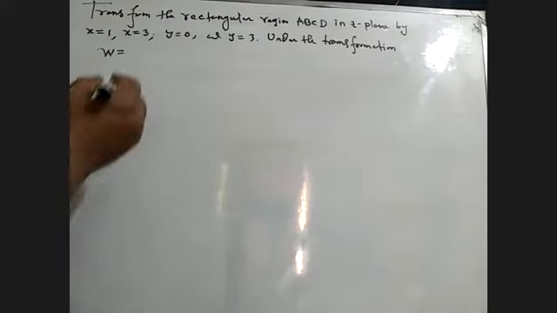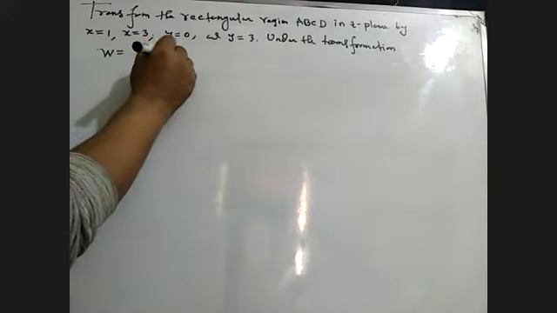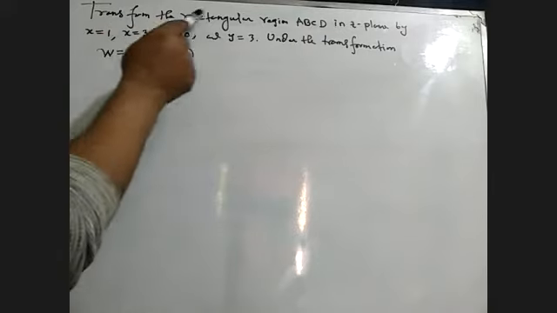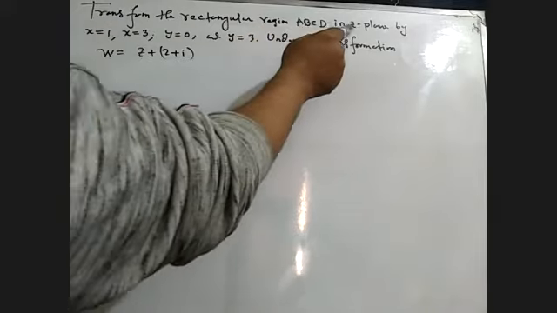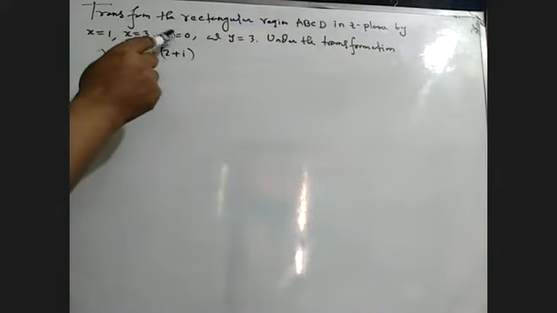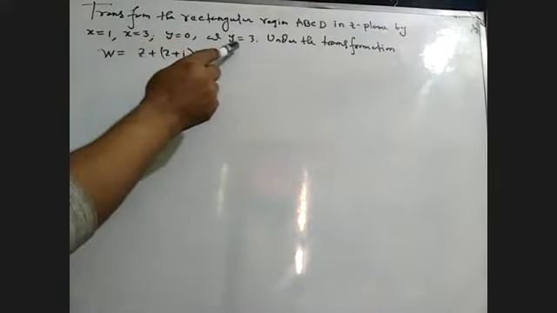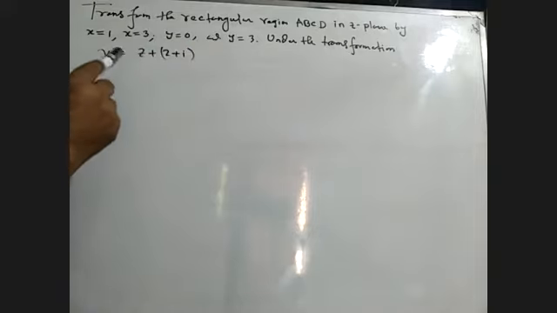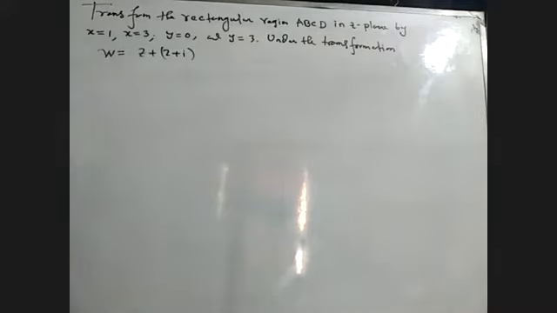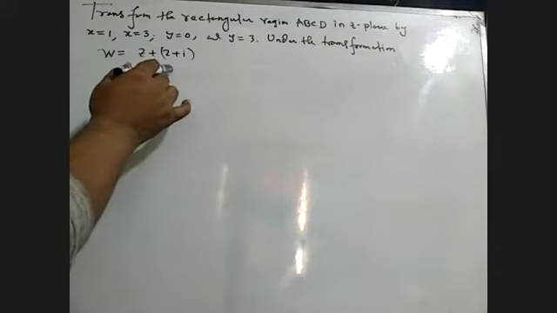W equals Z plus 2 plus i. That means the first example of transformation. Transform the rectangular region ABCD in the Z plane bounded by x equals 1, x equals 3, y equals 0 and y equals 3, under the transformation W equals Z plus 2 plus i.